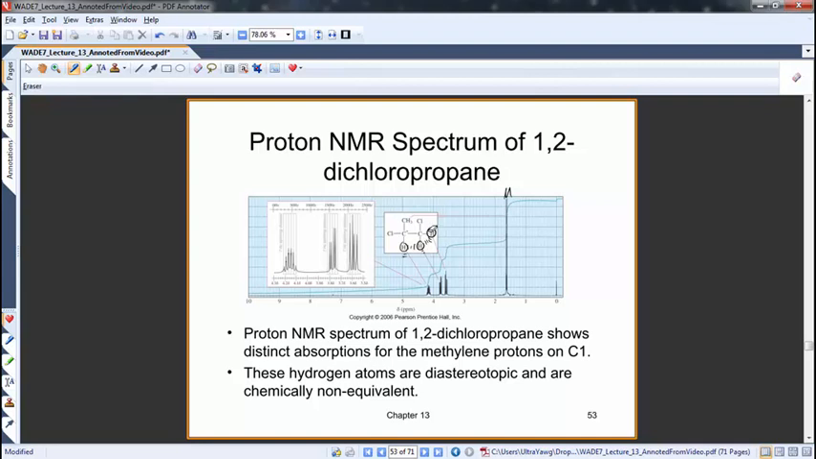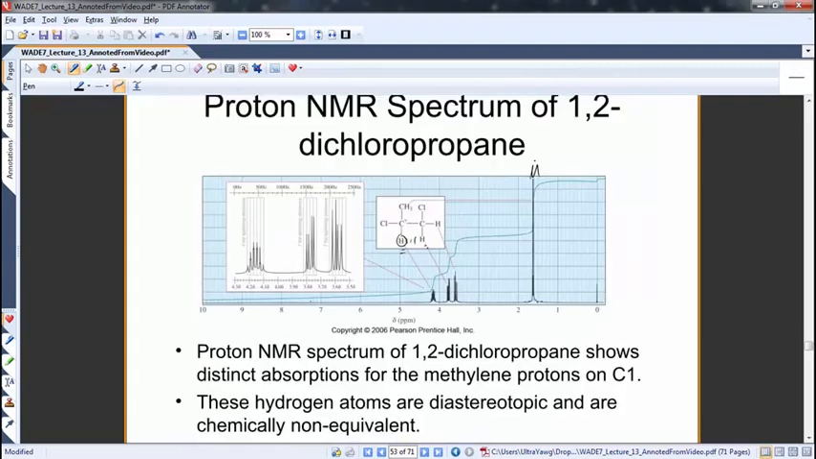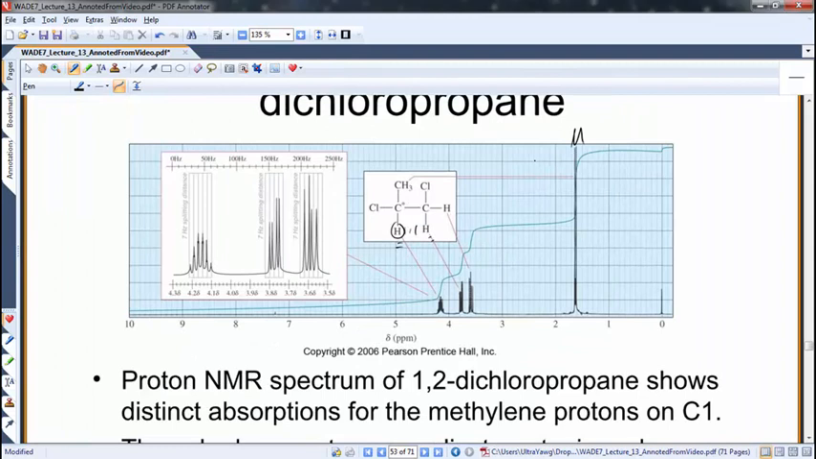So, let me clean this up, and zoom in too. Okay, so for this hydrogen, he has one neighbor, 1, 2, 3, two neighbors. So he's actually going to be split twice. And if you look very closely at this signal, 1, 2, 3, 4 peaks. Do the same thing for this middle one. He has one neighbor, he has another neighbor, so he'll be split twice as well. And if we look very closely, 1, 2, 3, 4.